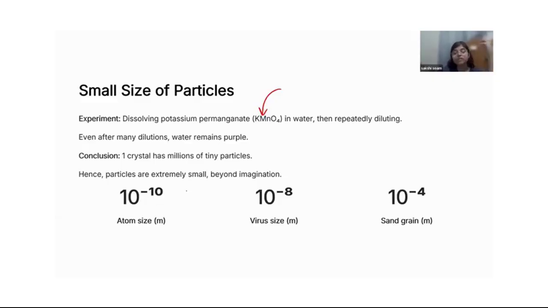Basically, they are very small, beyond even imagination, like 10 power minus 10 meters. That is the size of an atom. The size of a virus is 10 power minus 8. The size of a sand grain is 10 power minus 4 meters. What is 10 power minus 10? 0.0000000001 meters. It is so small that we cannot even see it with the naked eye. So particles are very small.